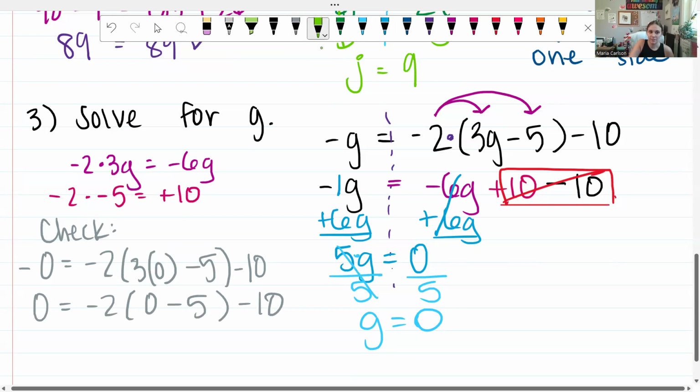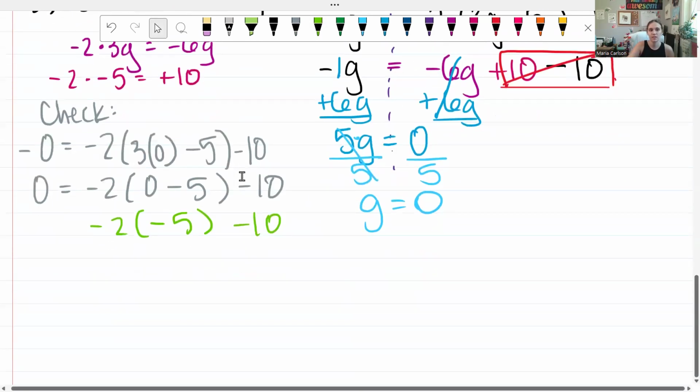0 minus 5 is negative 5. So we have negative 2 times negative 5 minus 10. And negative 2 times negative 5 is positive 10. So we have positive 10 minus 10, which sure is equal to 0. So that does work.